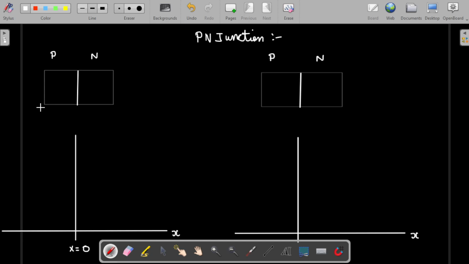I think already in one of the lectures we saw something about the depletion region. That was quite a small introduction, but here we are going to study in detail how the things will be changing.